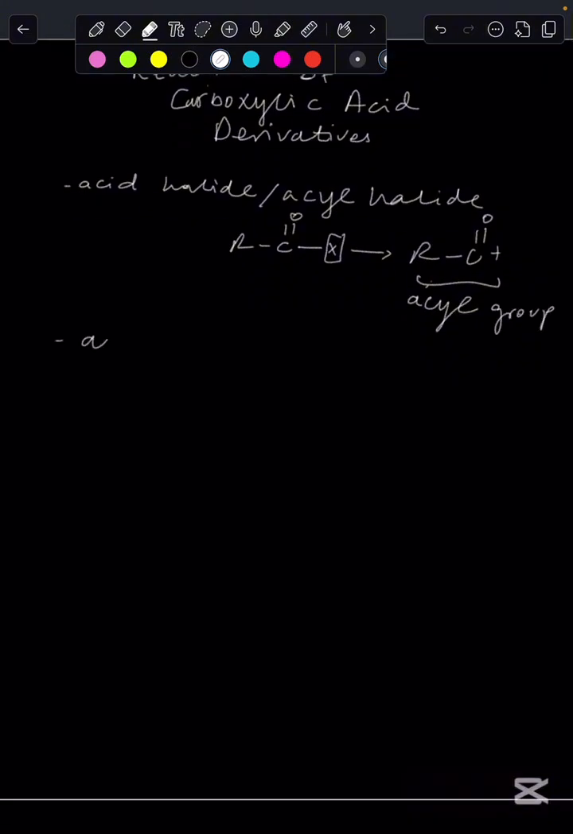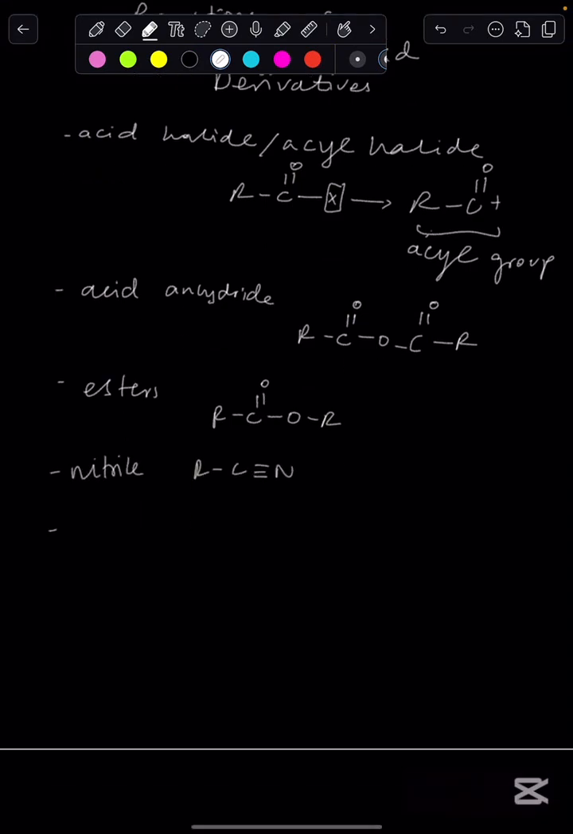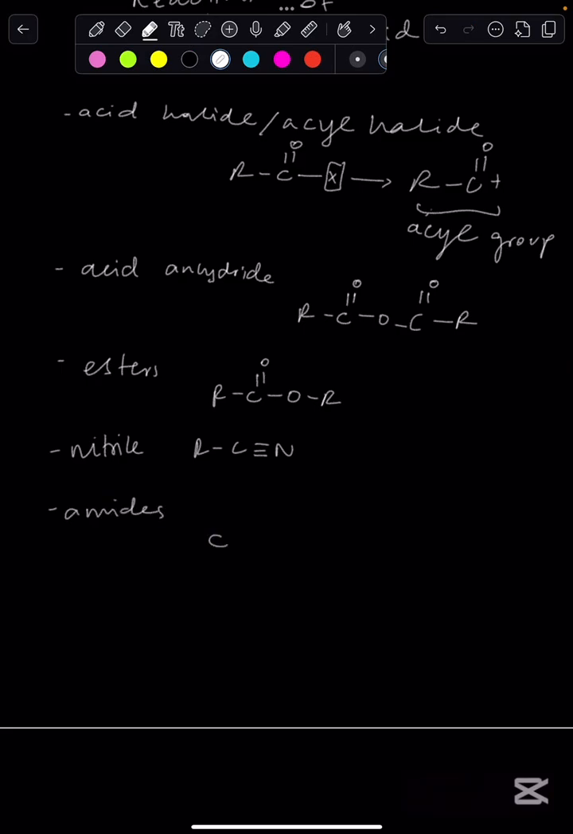And then we may see the reaction of acid anhydride, which looks like this. Then we may see the reaction of esters, which looks like this. And then we may see the reaction of nitriles, which looks like this. And we may see the reaction of amides, which looks like this.